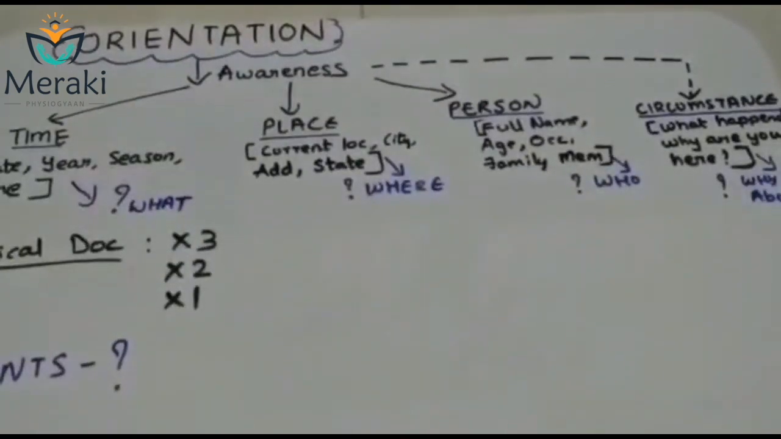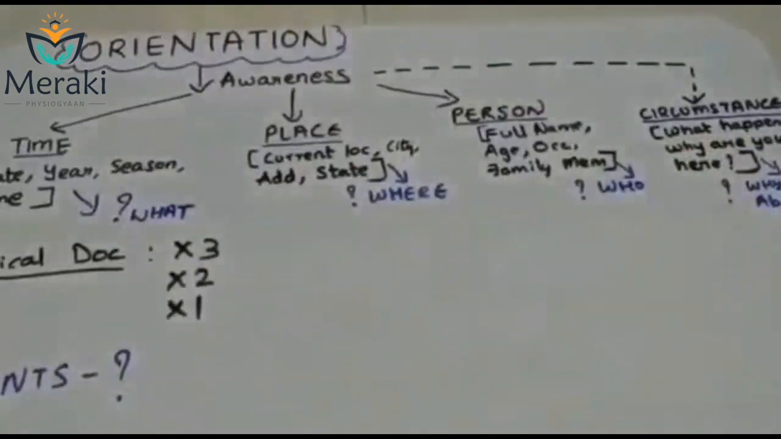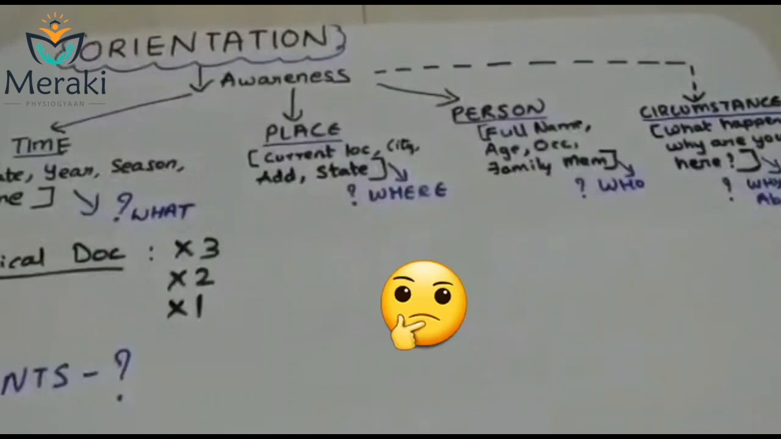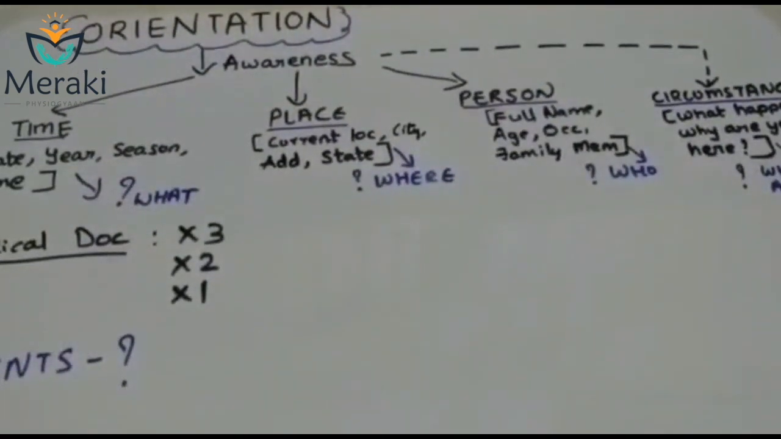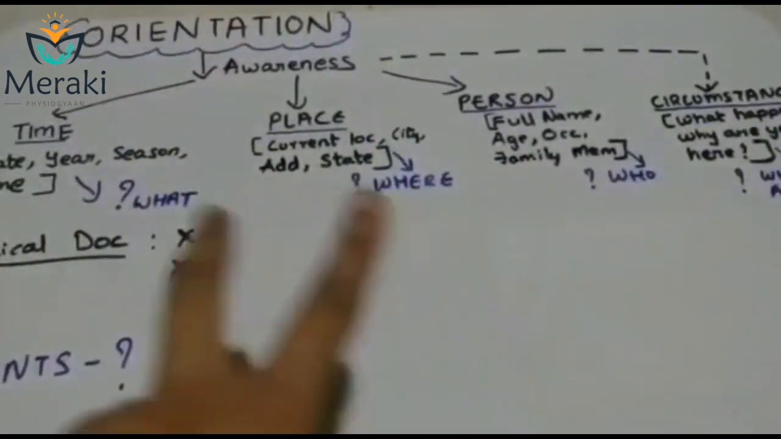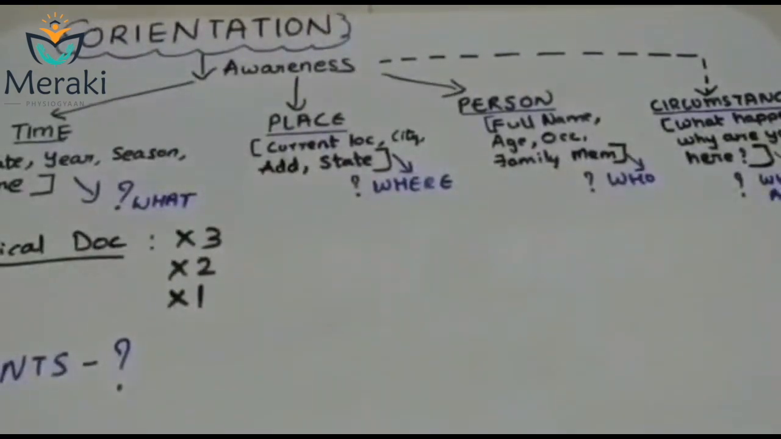These days, researchers emphasize a lot on orientation to circumstances, which means that we ask questions like what has happened to you, why are you here? We check if the patient is oriented to his condition, about his disabilities. Medically, we document orientation as orientation into 3 if all the 3 are present, into 2 if any 2 of them are present, and 1 if only 1 is present.